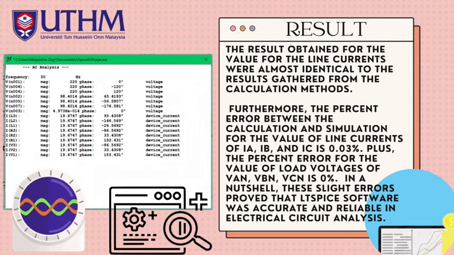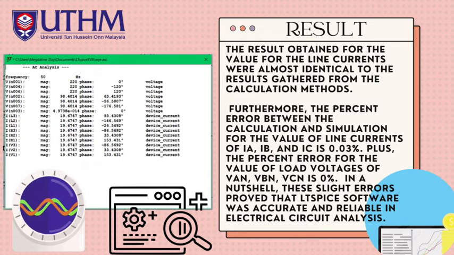Additionally, the load voltages are: VAN is equal to 220 with angle 0 degrees volt, VBN is 220 with angle of negative 120 degrees volt, and VCN is 220 with angle 120 degrees volt.